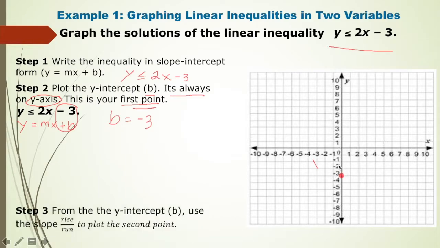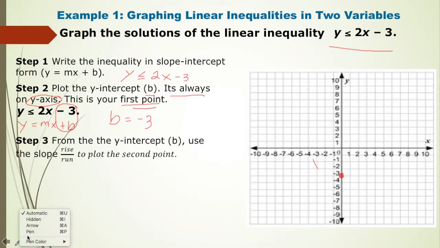Next, from the y-intercept, use the slope, rise over run, to plot the second point. In this inequality, the slope is 2, so that will be 2 over 1. Rise is either go up or down, depending on the sign. Since 2 is positive, we will go up 2 units, and your run is either go right or left, depending on the sign. Since this is a positive number, we will go right 1 unit.